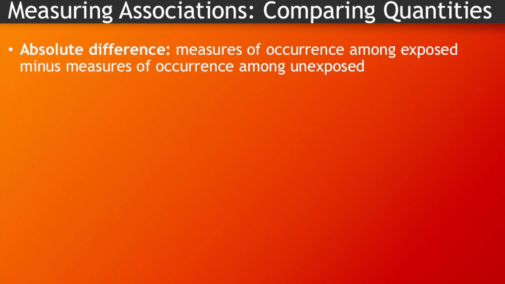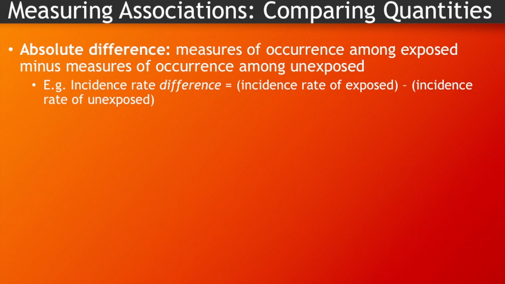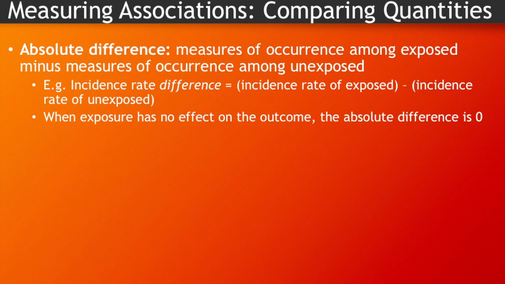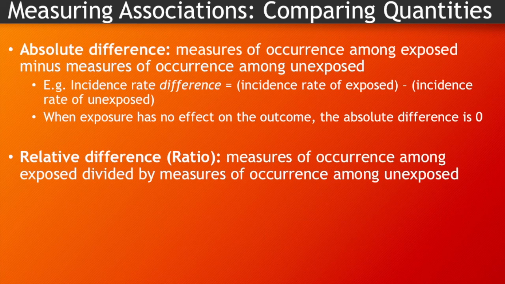Absolute difference measures are the subtraction of the measures of occurrence among exposed minus the measures of occurrence among unexposed. For example, the incidence rate difference is the incidence rate of exposed minus the incidence rate of unexposed. In absolute difference measures, when exposure has no effect on the outcome, an absolute difference is zero.